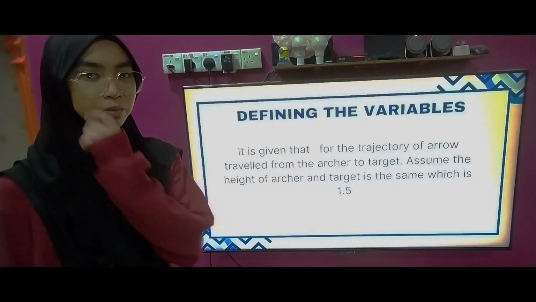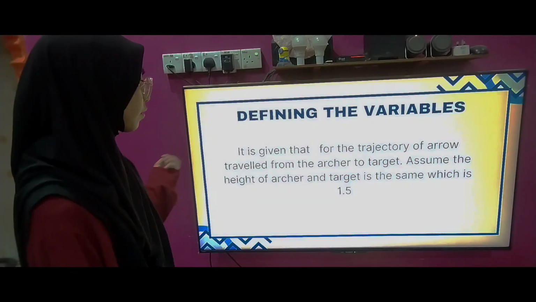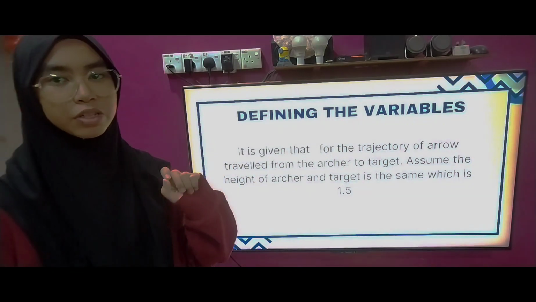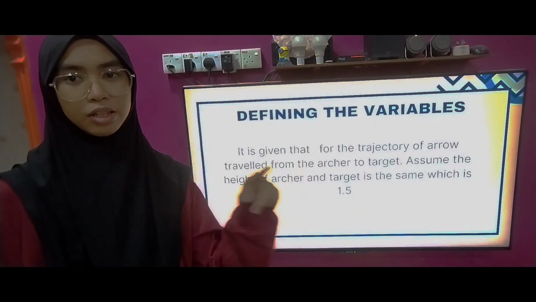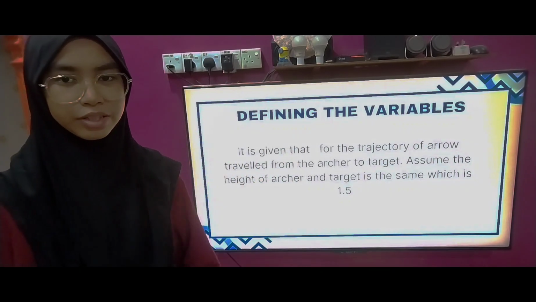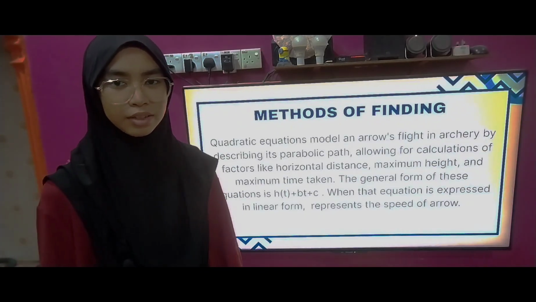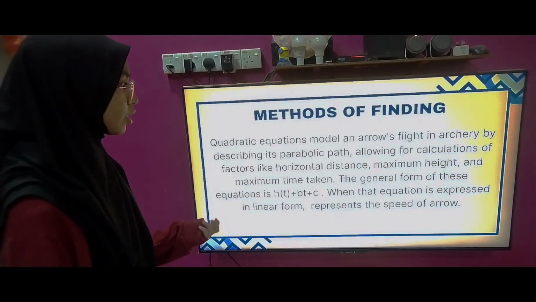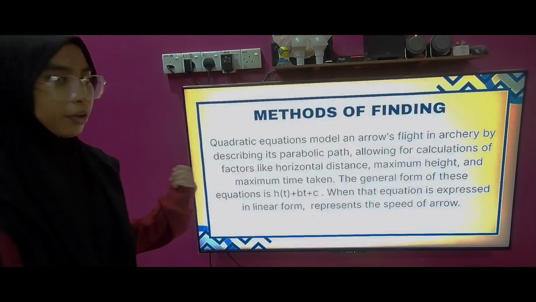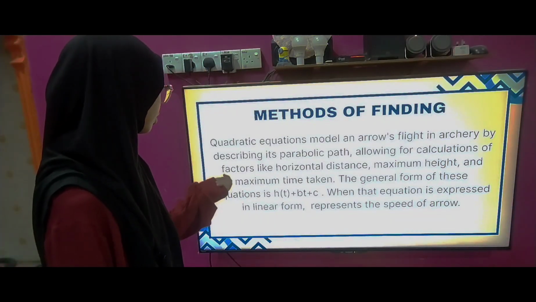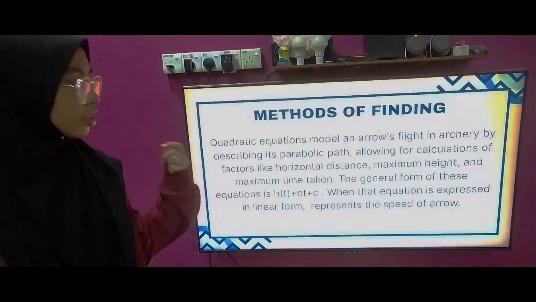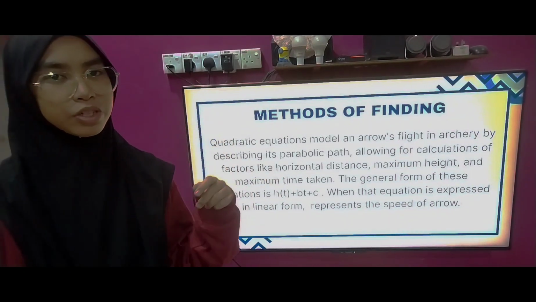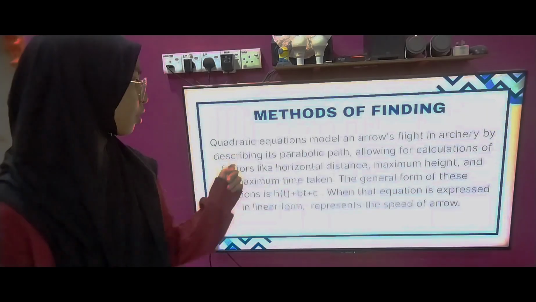Okay. For defining the variables, it is given that for the trajectory of the arrow traveled from the archer to the target, we will assume the height of the archer and the height of the target is the same, which is 1.5 meters. Okay, next. Now we'll get to the method of finding. The quadratic equation models an arrow's flight in archery by describing its parabolic path, allowing for calculations of factors like the horizontal distance, maximum height, and the maximum time taken for the arrow to reach the target and the ground.